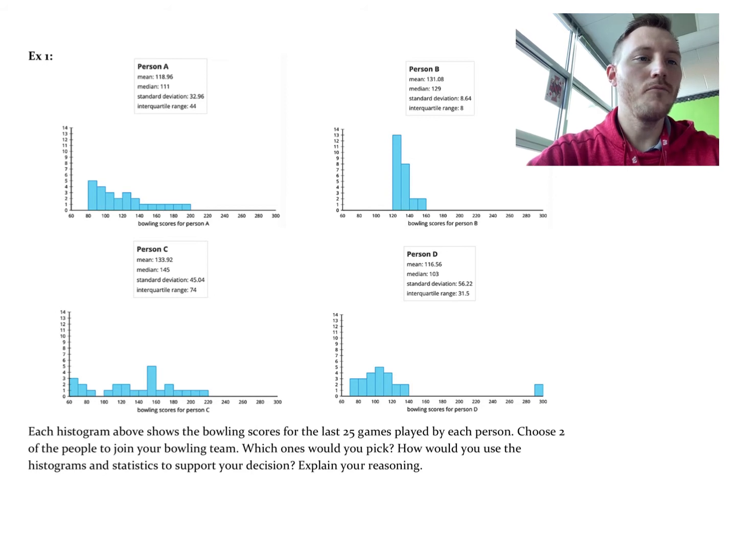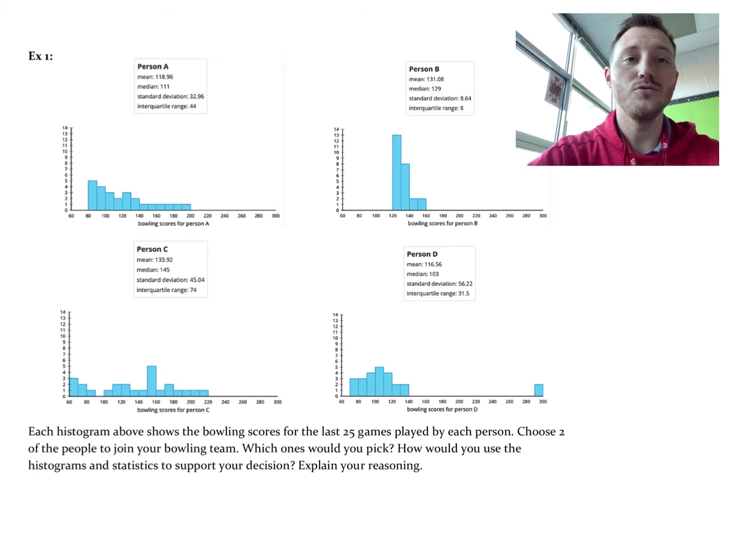If I'm looking at this data, I'm seeing that person A has a mean of 118. That's pretty low. Person B has a mean of 131. Their range is pretty solid. They do a good job each time. Person C has a mean of 133, even though they get some really low scores. And person D averages 116, but they bowled either 290 or 300 one time, so they're pretty good.